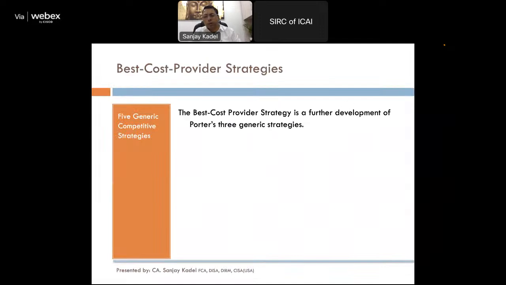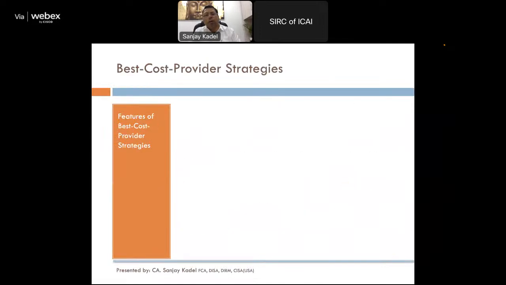Now, what is the meaning of this? The meaning of this best cost product strategy is that instead of labeling or branding the customers as price sensitive customers or price insensitive customers, in real life you will not see customers who actually follow such pattern compulsorily or permanently, because customers are very intelligent. They are not purely price sensitive customers, nor are they purely price insensitive customers. They are called value conscious customers.